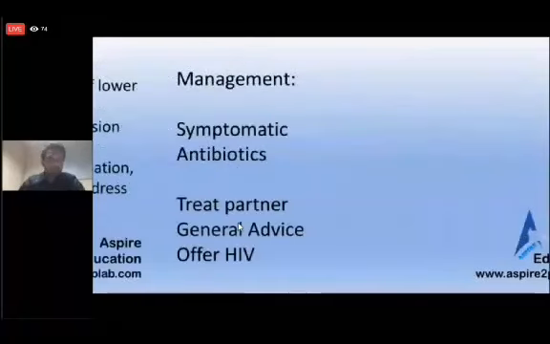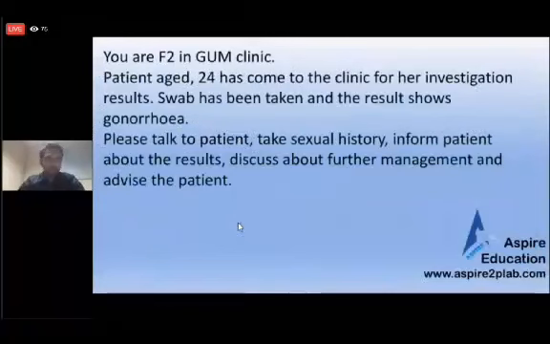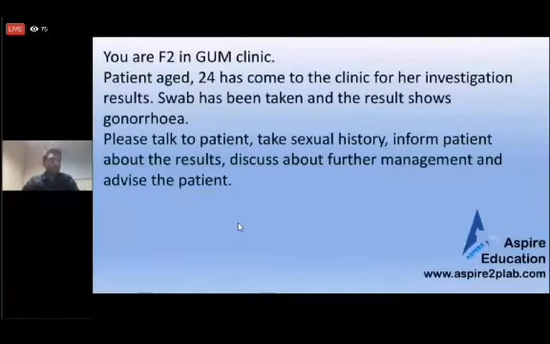So you have an in-clinic station. A patient aged 24 has come to the clinic for her investigation results. A swab has been taken and the result shows gonorrhea. Please talk to the patient, take sexual history, inform the patient about the results, discuss further management, and advise the patient.